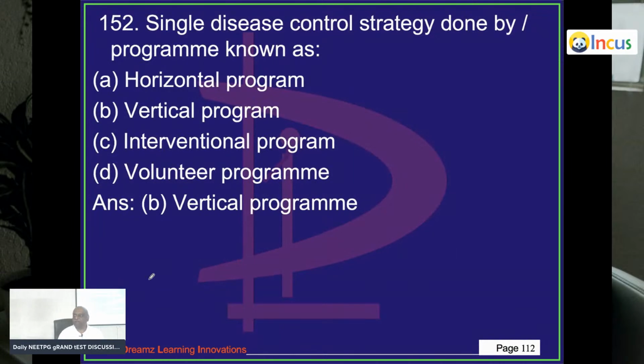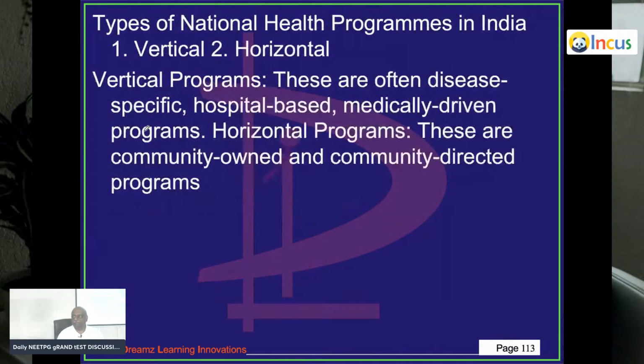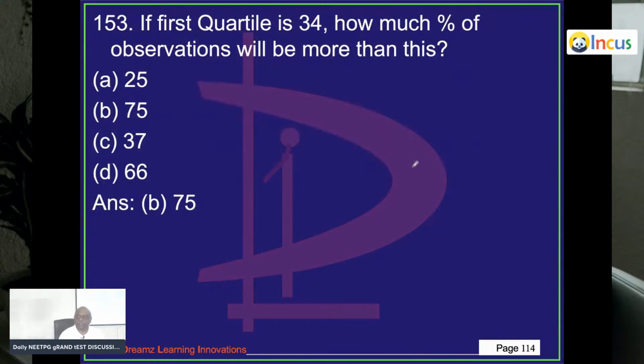Single disease control strategy is done by a vertical program. So the types of national health programs are called vertical and horizontal. Vertical programs are often disease specific, hospital based, medically driven. Horizontal programs are community owned, community directed. That's how they differ. First quartile is 34.